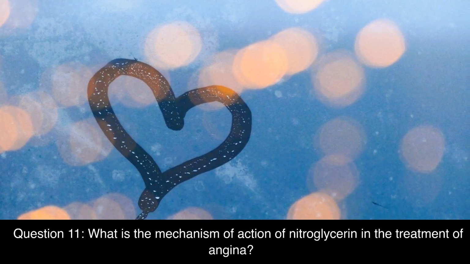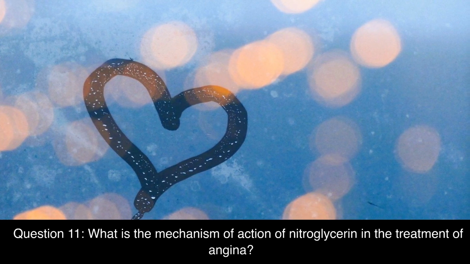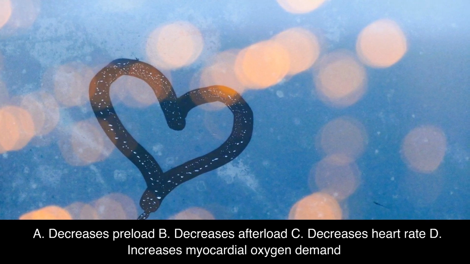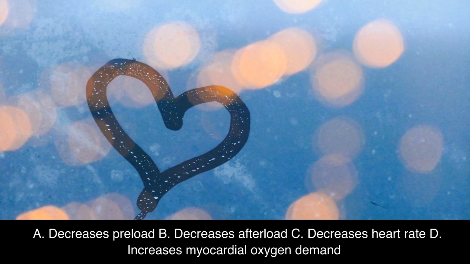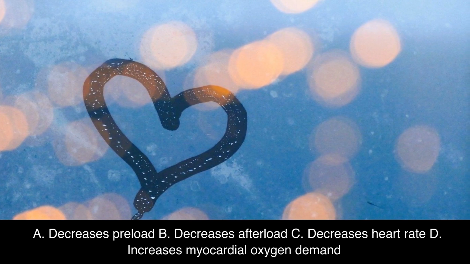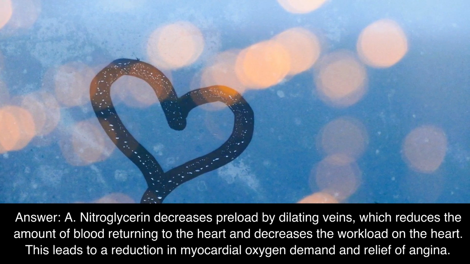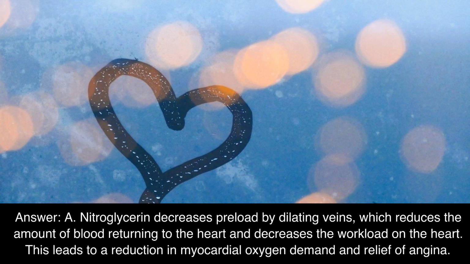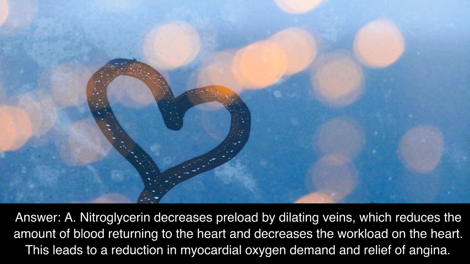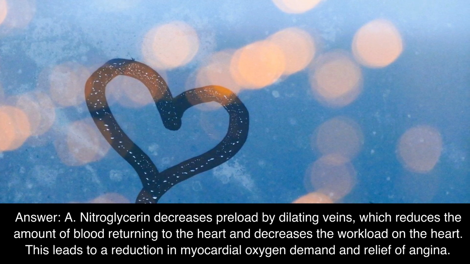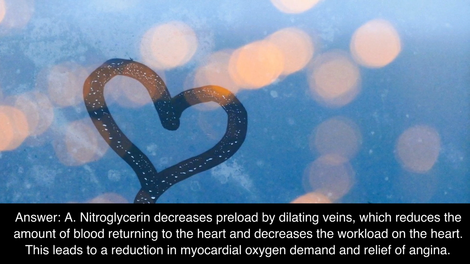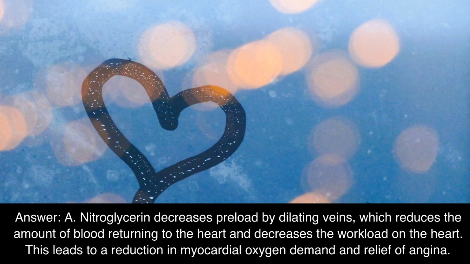Question 11. What is the mechanism of action of nitroglycerin in the treatment of angina? A. Decreases preload. B. Decreases afterload. C. Decreases heart rate. D. Increases myocardial oxygen demand. Answer: A. Nitroglycerin decreases preload by dilating veins, which reduces the amount of blood returning to the heart and decreases the workload on the heart. This leads to a reduction in myocardial oxygen demand and relief of angina.